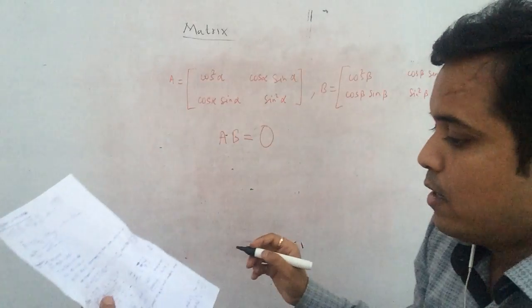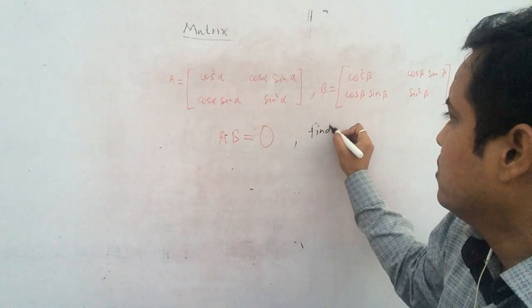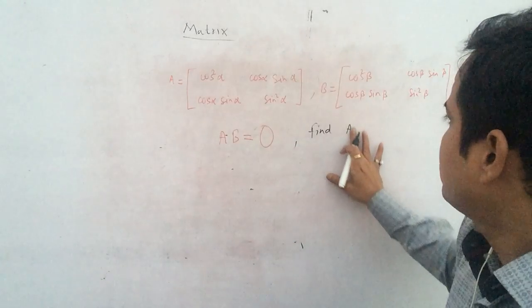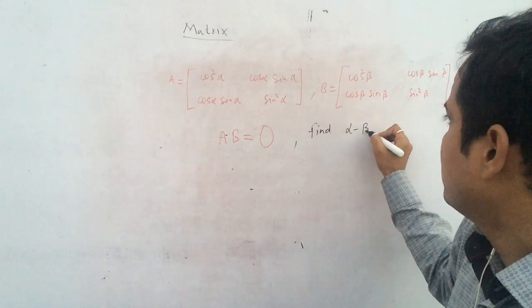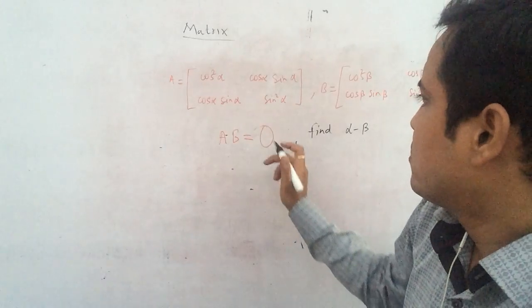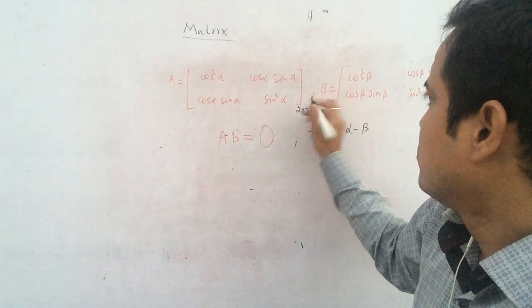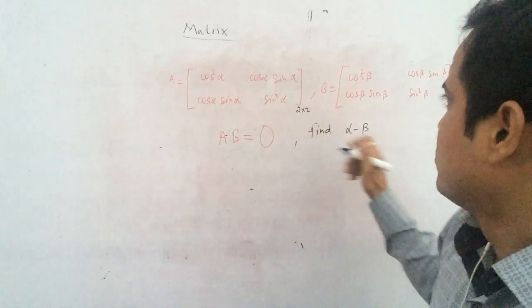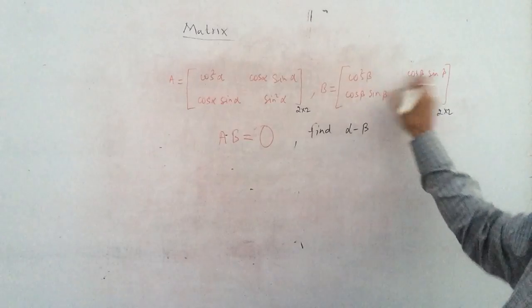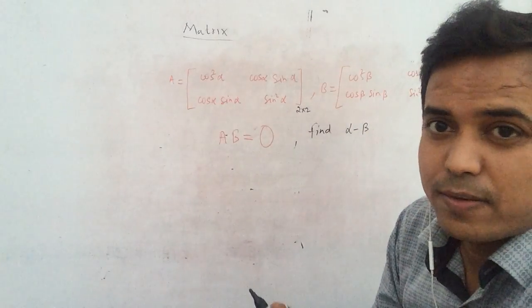Then you have to find alpha minus beta, sorry, not A minus B. Find alpha minus beta. So AB is a null matrix. The order of A is 2 cross 2, 2 rows and 2 columns. The order of matrix B is 2 cross 2, same, 2 rows and 2 columns. AB is equal to 0, it is given here.